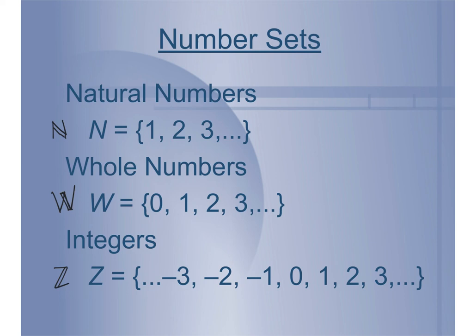I don't expect you to draw it that way. You can just draw the capital letter. Natural is N, whole is W, Z is always integer. The reason they did Z instead of I is because we're going to use irrational, and irrational is the one that they used an I for. So since you have two that start with I, they chose a different letter for this particular one. So N is natural, W is whole, Z is integer.